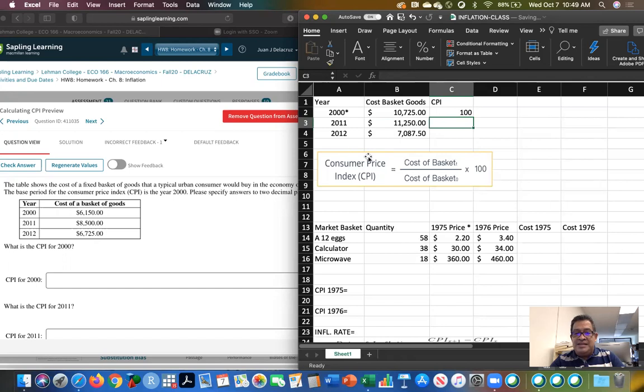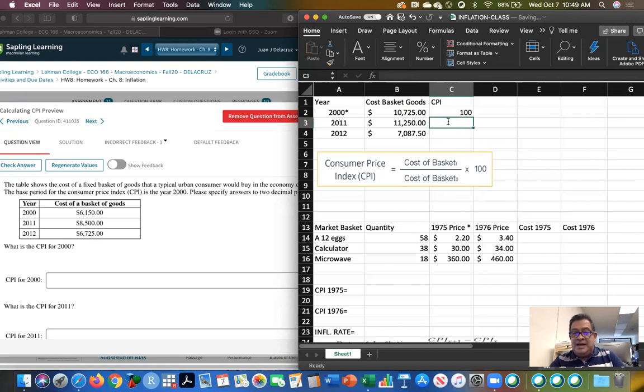So I'm going to apply the same formula again. I'm going to solve for the second CPI. So the second CPI is the basket of goods today divided by the basket of goods from the base year and then multiplied by 100, right?